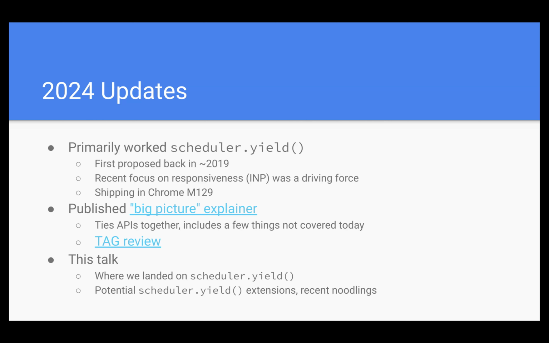And in this talk, I'll mostly give updates on where we landed on scheduler.yield and how it all works, just to refresh folks. And then just talk about some really nascent ideas around extensions that maybe we can do with yield, just top of mind things that we're thinking about.